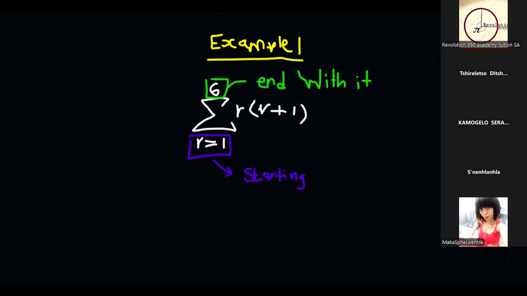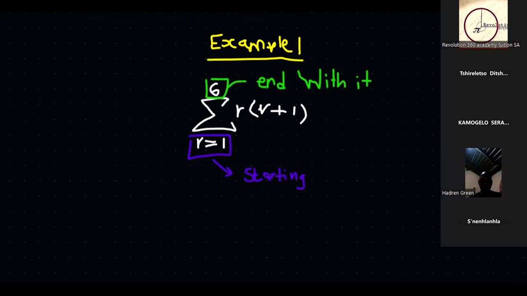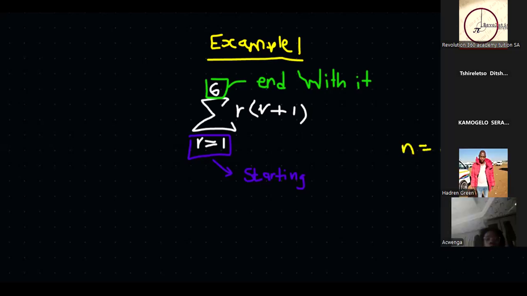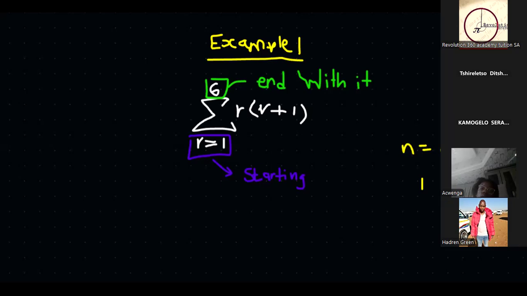So you always develop a series. Now let's develop a series. If we were to calculate the number of terms, it will be the number at the top of the sigma, which is 6, subtract the number at the bottom, which is 1, and you always add 1. So you can actually see that your n will be equal to 6.